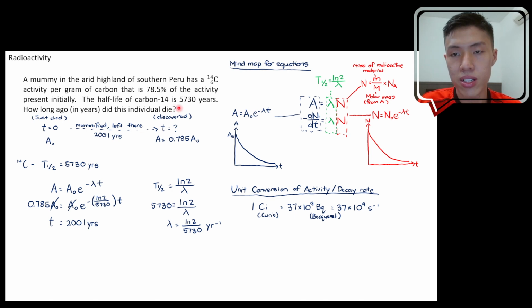Only then has it been discovered. Once it has been discovered and we study the activity of the carbon-14 in it, we find that it is 0.785, or 78.5%, of the carbon-14 activity that we find in present-day living organisms. So the amount of decrease in the activity is a good indication of how long this particular organism has been dead.